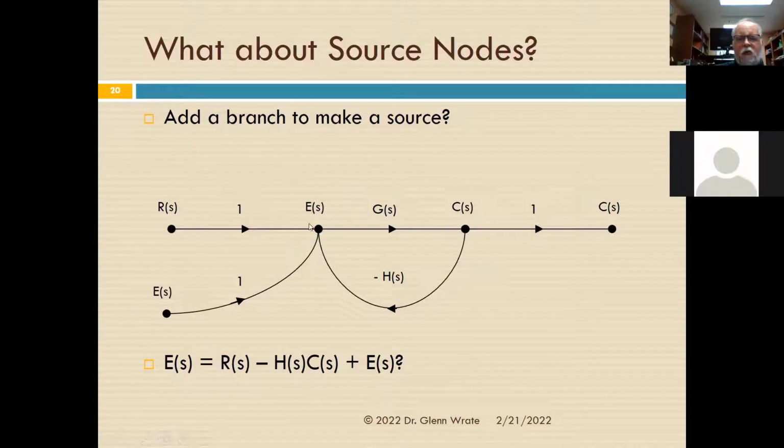Now, can we add a source node? That will change our system. We can't do it. If we add a gain of 1 here, we'll have an E of S here. But that is going to change the system, and we can't do that.